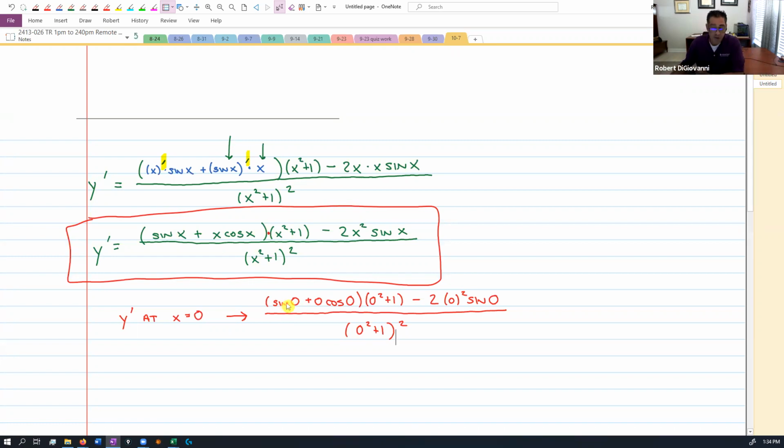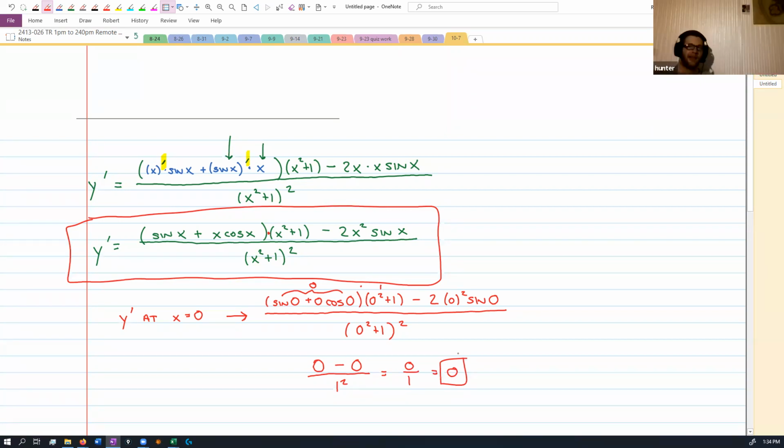Okay, sine of 0 is 0. Plus 0 times, who cares? Cosine of 0 is 1, but who cares, because we're multiplying times 0. So this whole thing right here, everything is 0. And then this right here is a 1. And 0 times 1 is 0. So top left corner is 0. Minus 2 times 0 times sine 0, that's all 0 also. And then over 0 squared plus 1 is 1, so we get 1 squared on the bottom. This comes out to be 0 over 1, and that is 0. Slope 0, so we have a flat line, which is what the picture indicated would happen, right?